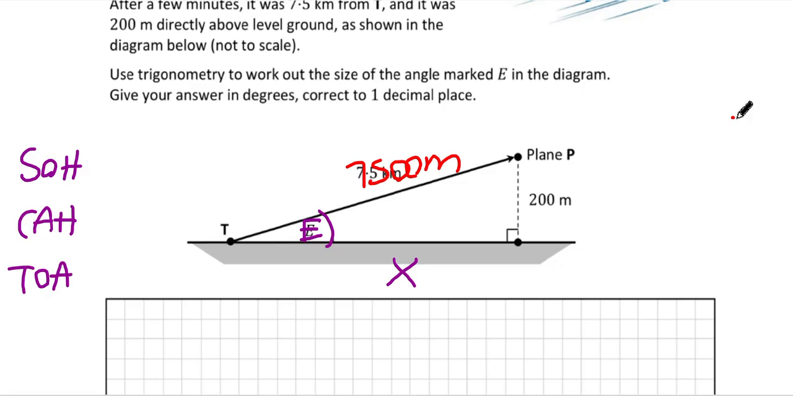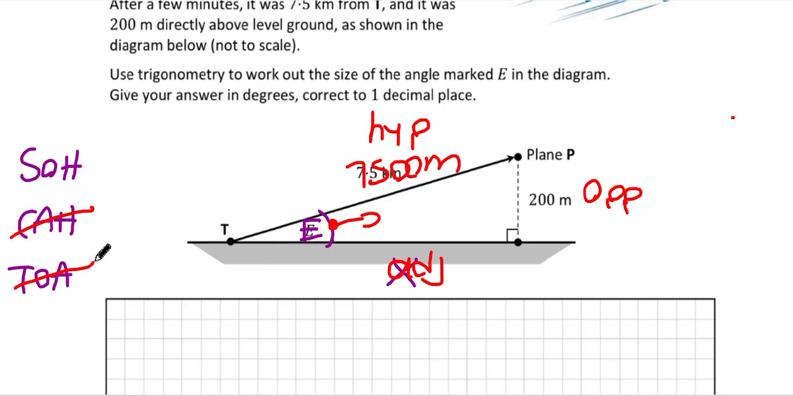We're using SOH. Who said that? Okay. How did he figure out we're using SOH? I need somebody else to tell me. $7,500 is the hypotenuse. We know the opposite, because the angle stares at the opposite. Adjacent is the bottom side, which we don't know the value of. So because we don't know the adjacent value, it rules out any of the combinations that have the letter A. And what's the only thing left?